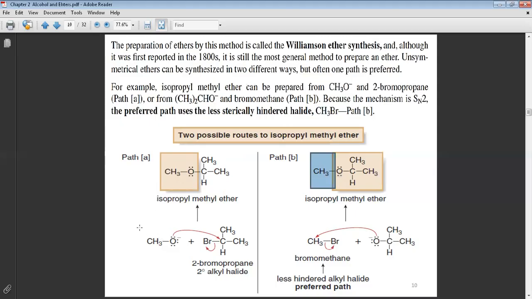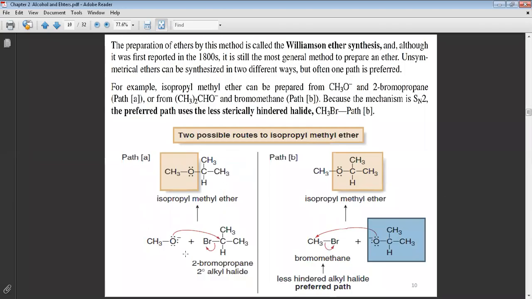If we use this base, CH3O minus Na or potassium, it will attack here on this carbon and remove Br to give you the product. Or the reverse: we use this alkyl halide and this base, and it will attack here in an SN2 reaction, and this will leave to give you the product. Which one is best?